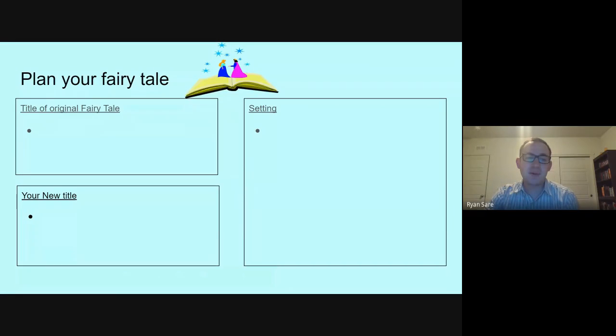So the title of my original fairy tale, I would write in The Emperor's New Clothes. And I'm going to change my title, and I have to think, what do I want to change? Well, one thing I know is I want to take place now. And my new title, let's see, what's something that we would have to impress other people with?